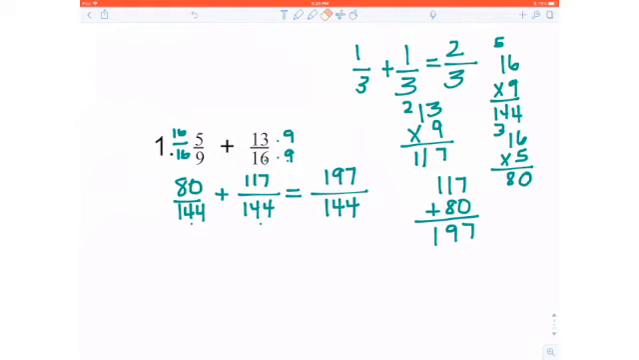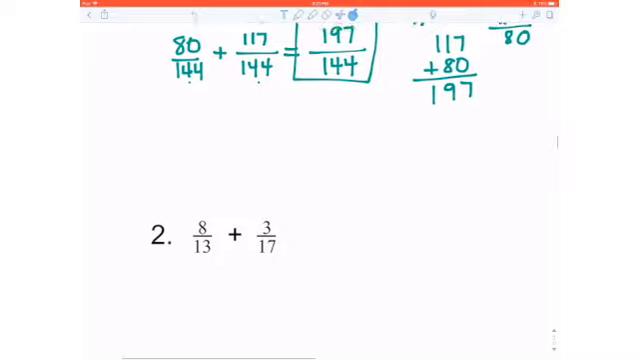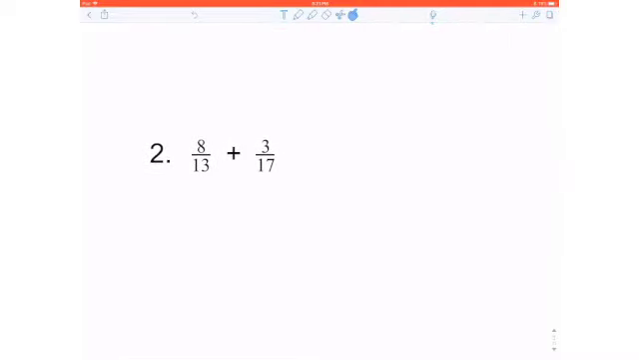Now let's notice something. The numerator here is bigger than the denominator, which means this is actually an improper fraction, which we have to turn into a mixed number. We're going to review that a little bit later. We're not going to worry about that now. We're just going to leave it at 197 over 144. Okay, let's go ahead and move on. Go ahead and give this one a try on your own. Remember, we're making the denominators the same by multiplying them by each other. I'm going to give you a second to try it out, and then I'll go over it with you.